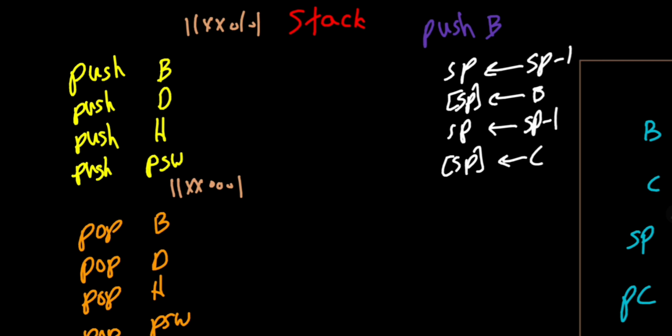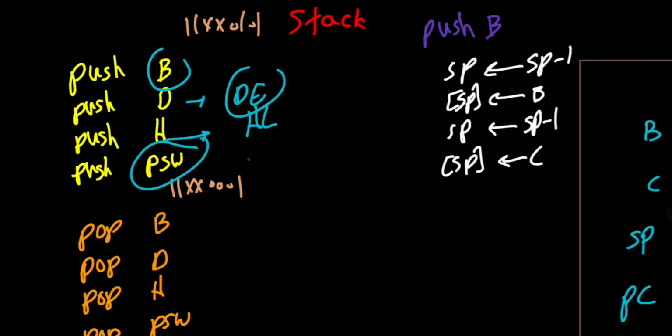Let's talk about the other pushes as well. We have push D, push H, and push PSW. They are the same thing. Push D would use DE instead of BC. No other difference. Then push H would use HL. And finally, for PSW, the higher byte would be the A register, and the lower byte would be the flags register.